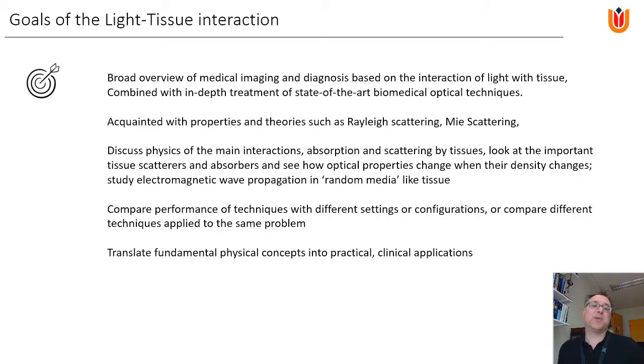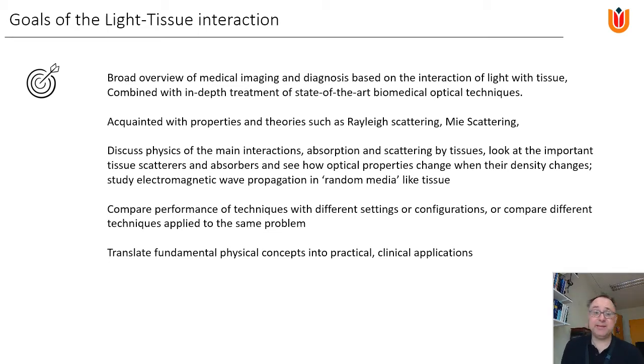One of the main goals of this course is to give you a broad overview of medical imaging and diagnosis based on the interaction of light with tissue. I'm going to make a little bit of a disclaimer here. I tend to use the terms light tissue interaction and biomedical optics and maybe even biomedical photonics a little bit interchangeably, but be assured that they mean the same thing. And apart from the overview, I would like to combine that by discussing an in-depth treatment of state-of-the-art biomedical optical techniques.